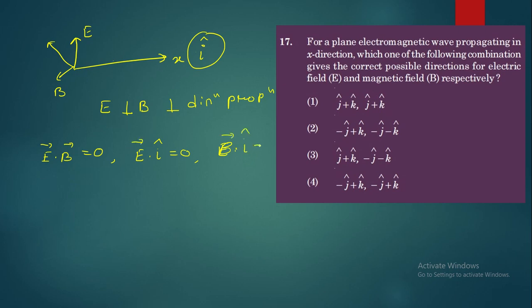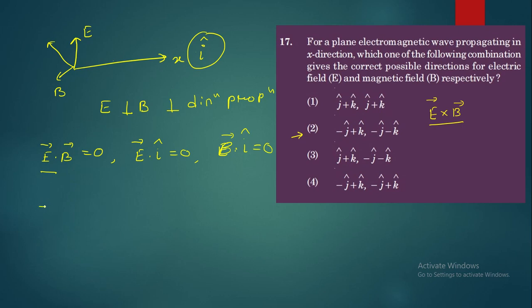Understand one thing, we can do this using the cross product rule, because the direction of propagation is given by E cross B, but the cross product is always a little trickier in calculation in comparison with the dot product. So we will calculate with the help of the dot product. We have to check all the options one by one. Since I already know the correct option is option 2, let me calculate this one only.